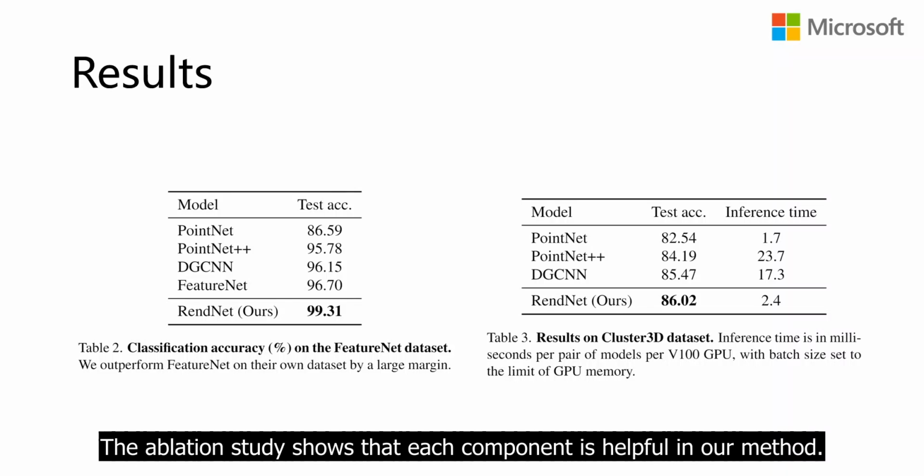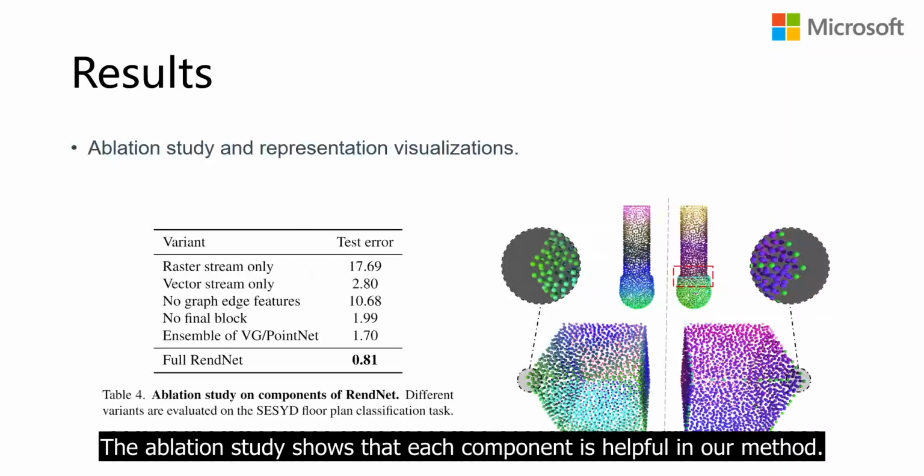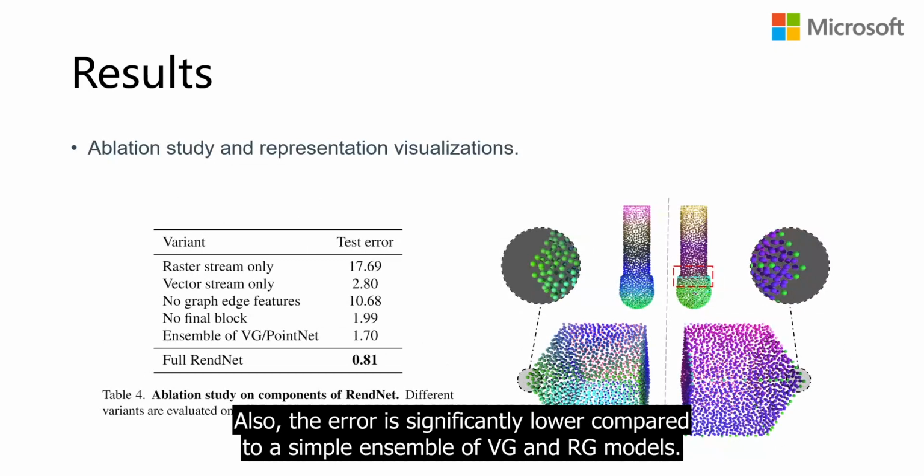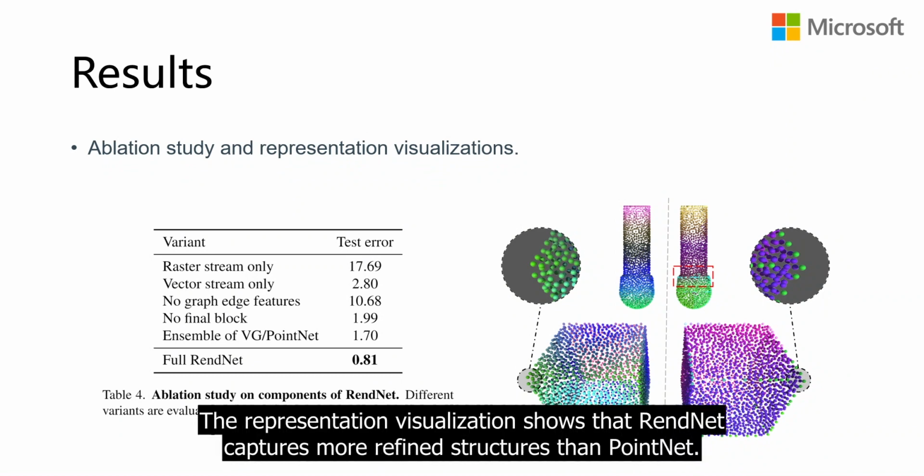The ablation study shows that each component is helpful in our method. Also, the error is significantly lower compared to a simple ensemble of VG and RG models. The representation visualization shows that RendNet captures more refined structures than PointNet.